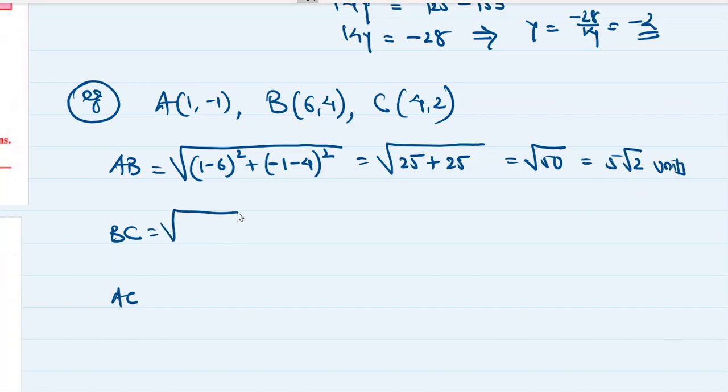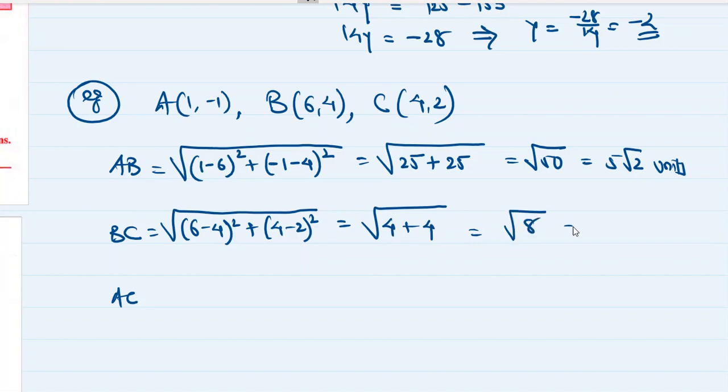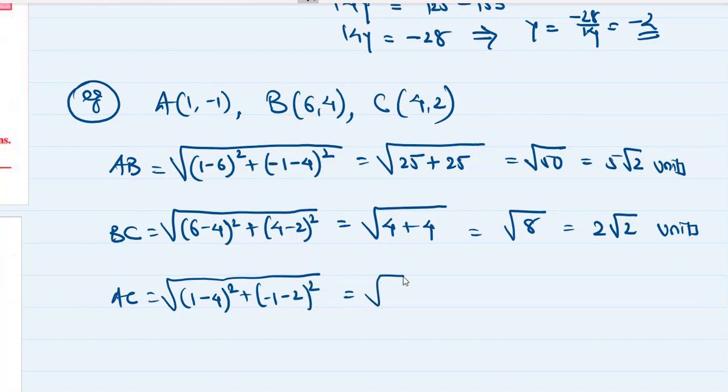What about BC? BC will be 6 minus 4 the whole square plus 4 minus 2 the whole square, is equal to 6 minus 4 is 2, 4 minus 2 is also 2, so 2 square is 4 plus 4, that is 8, that is root 8, that is 2 root 2 units. Okay, cool. AC is 1 minus 4 the whole square plus minus 1 minus 2 the whole square, which is 1 minus 4 is minus 3, square is 9, plus minus 1 minus 2 is minus 3, square is 9 again, so it becomes root 18. Root 18 is 9 twos are, so 3 root 2 units.